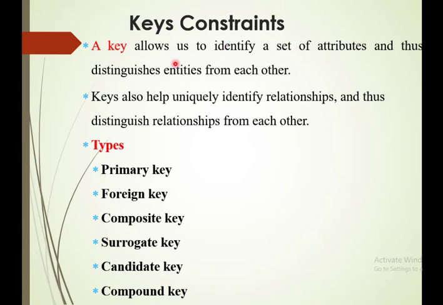A key helps us to identify a set of attributes, and it's from those attributes that we are able to distinguish entities from one another. Keys also help us to identify the relationships, and equally help us to distinguish relationships from each other. We normally have 6 types of keys. One is primary key, a foreign key, a composite key, a surrogate key, a candidate key, and a compound key.